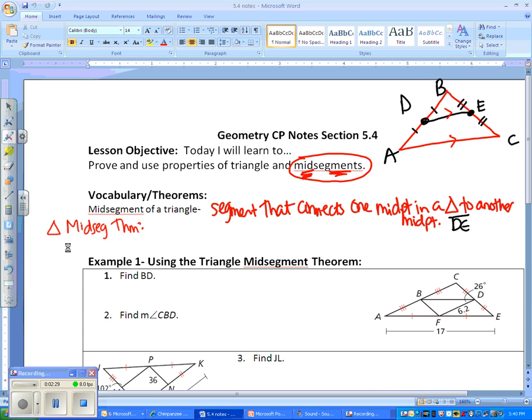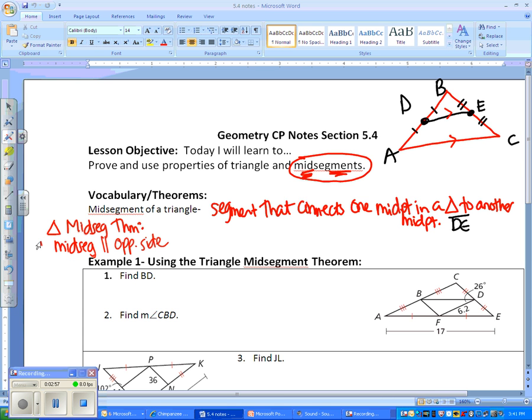So the triangle midsegment theorem says that the midsegment is always going to be parallel, excuse me, I don't know why I put equals, is always going to be parallel, that's the sign that looks like two lines, to the opposite side of the triangle. So since DE and AC are opposite of each other, they do not touch at all, those will always be parallel. Pretty cool.